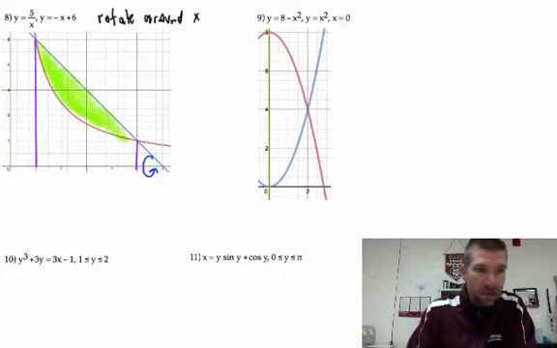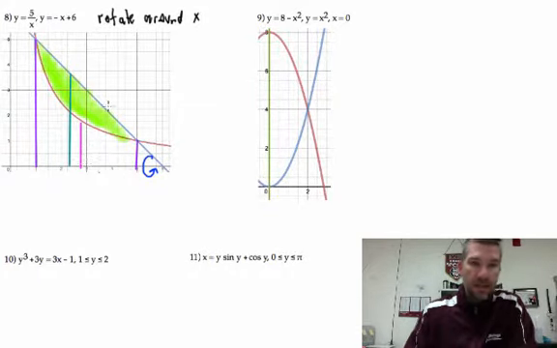Okay, let's get that to a different color ink. I've got an inner radius right here. And then I've got an outer radius right here. And if I rotate this shape, these two lines around the x-axis, I'm going to get a volume of a piece that's hollowed out in the middle, almost like a donut, okay, or like a washer.